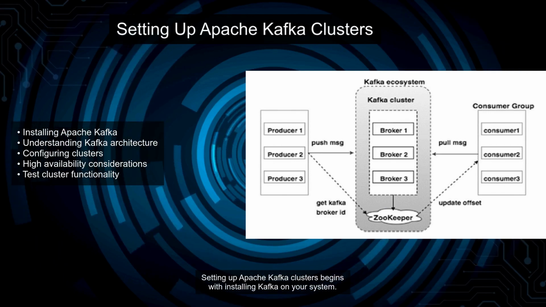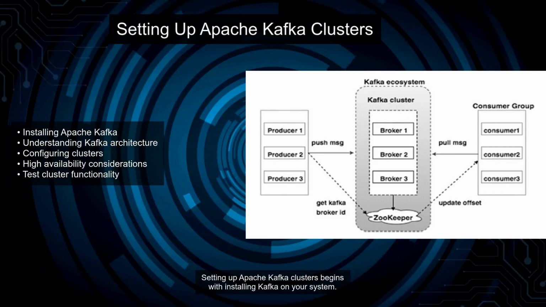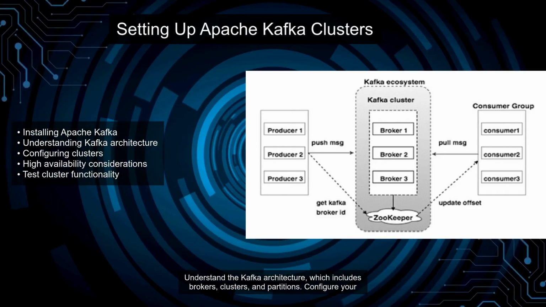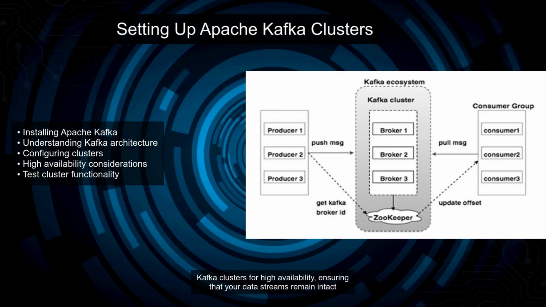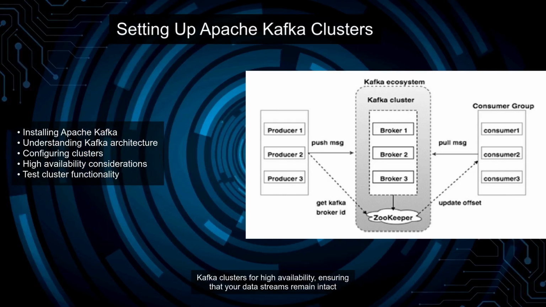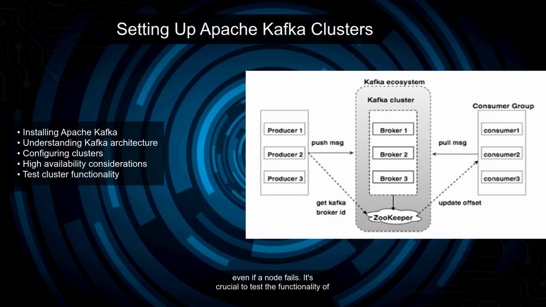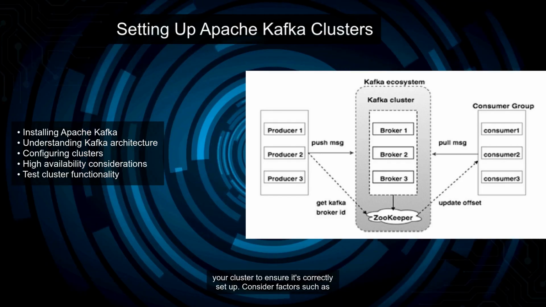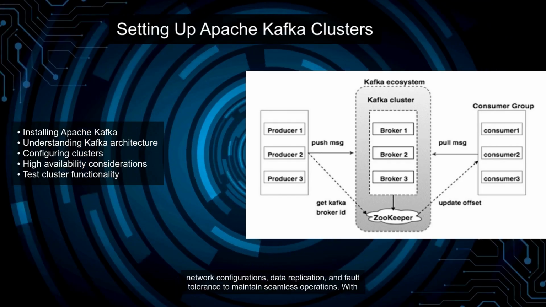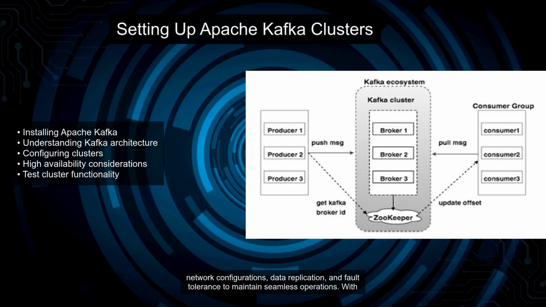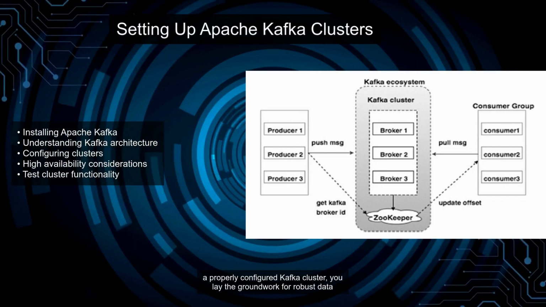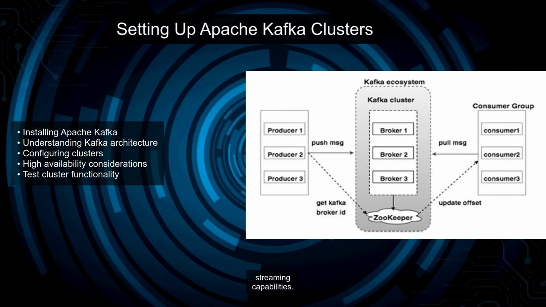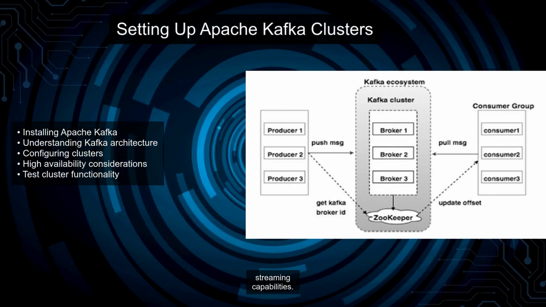Setting up Apache Kafka Clusters begins with installing Kafka on your system. Understand the Kafka architecture, which includes brokers, clusters, and partitions. Configure your Kafka clusters for high availability, ensuring that your data streams remain intact even if a node fails. It's crucial to test the functionality of your cluster to ensure it's correctly set up. Consider factors such as network configurations, data replication, and fault tolerance to maintain seamless operations. With a properly configured Kafka cluster, you lay the groundwork for robust data streaming capabilities.